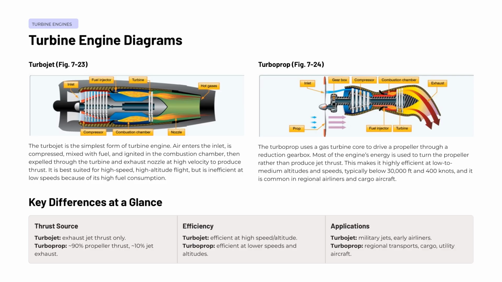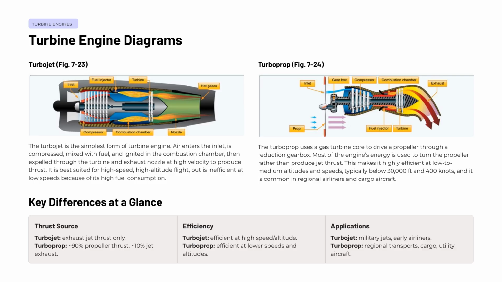Because of this design, the turbojet performs best at high speeds and high altitudes, but it burns a significant amount of fuel at lower speeds, making it inefficient for slower flight regimes. You'll find it primarily in military jets and early commercial airliners.